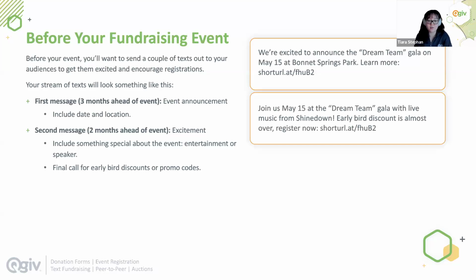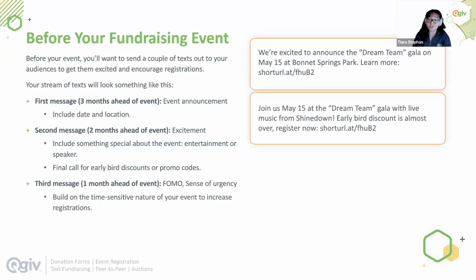So here's an example of one of those texts, again, reiterating the date and what the event is, and then providing a sneak peek of some of the live music at the Dream Team Gala. There's also a shout out there for the early bird discount, and then a link to the registration page.